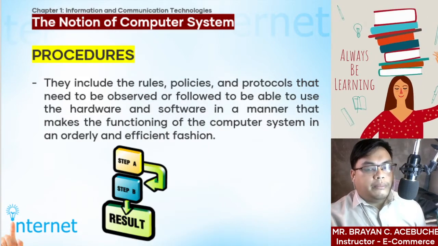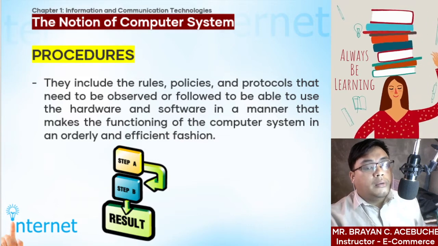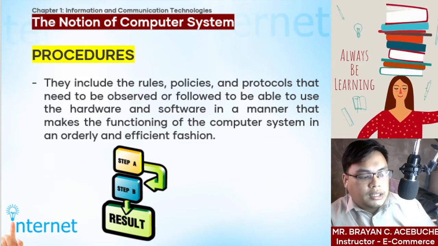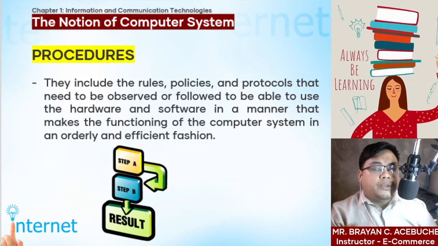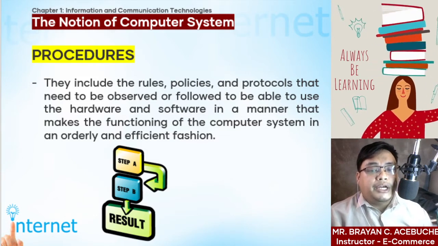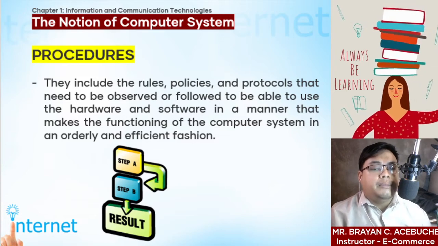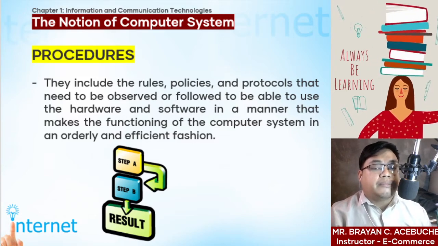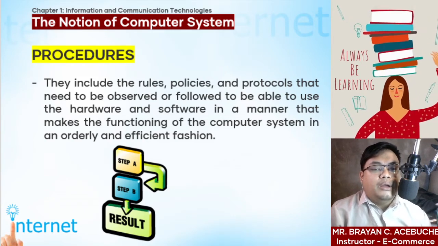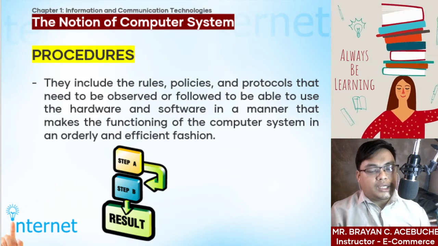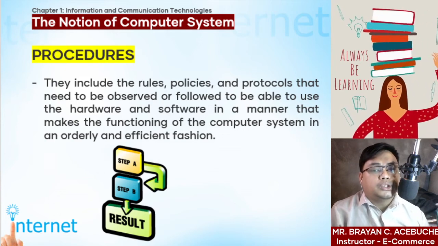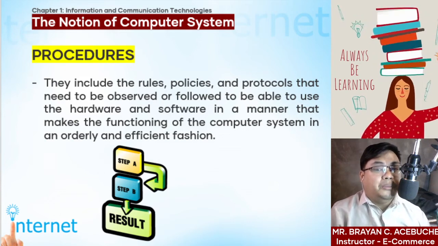And of course, aside from programs, meron din po tayong tinatawag na mga procedures. They include the rules and policies and protocols that need to be observed or followed to be able to use the hardware and software in a manner that makes the functioning of the computer system in an orderly and efficient fashion. So without policies, anong gagawin ni computer? So parang tayo po, pwede tayong sabihin natin pumasok sa school, uniform tayo, pero without knowing the rules, hindi po natin alam kung paano tayo papasa.